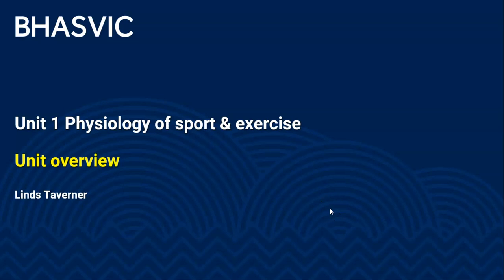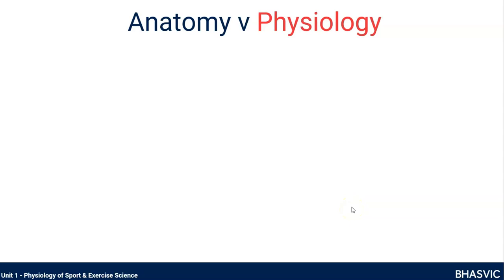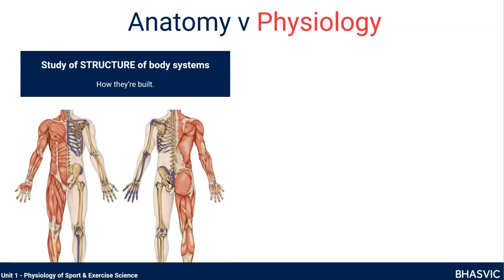Hello, this video is for BTEC Sport and Exercise Science, and it's an overview video of Unit 1 Physiology of Sport and Exercise. So, what is physiology? Hopefully at this stage you should have a good understanding of anatomy. One of the first units you'll have studied was Unit 2 Functional Anatomy. And anatomy is very much the body system structure. So how all of our body systems are built.